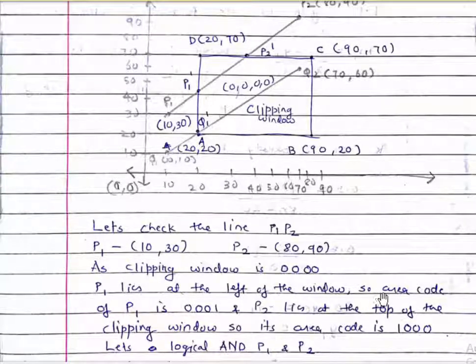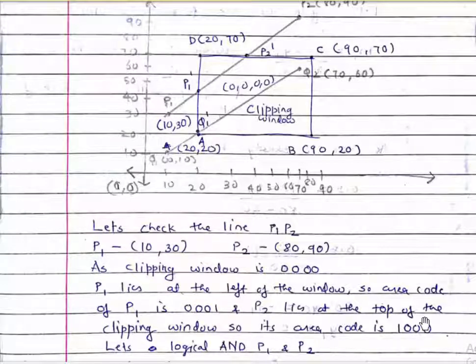So the area code of P1 is 0001. We can see P1 lies at the left of the window, in the middle, so it is neither on top, nor in the bottom, nor on the right side. It's just to the left of the window, so it will be 0001. The order is top, bottom, right, left.